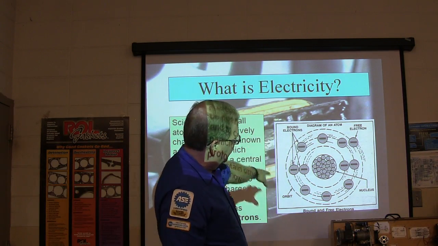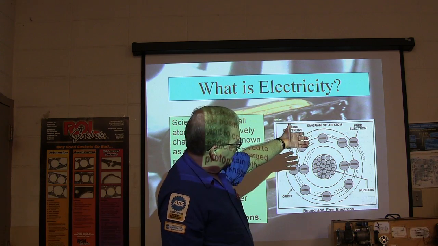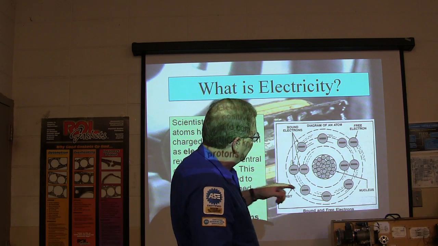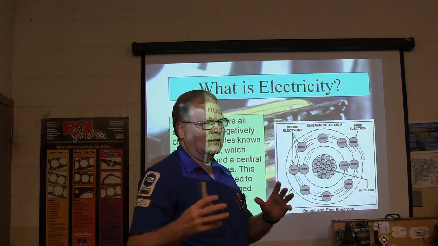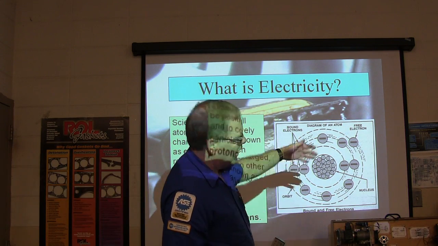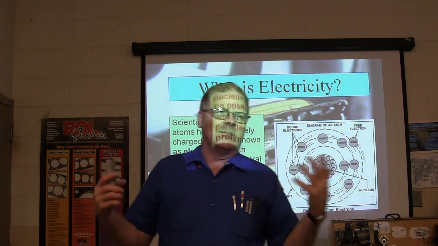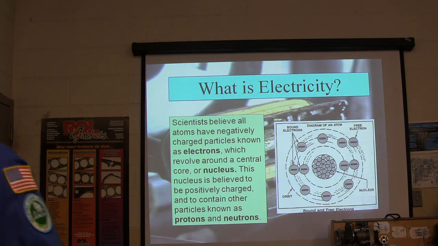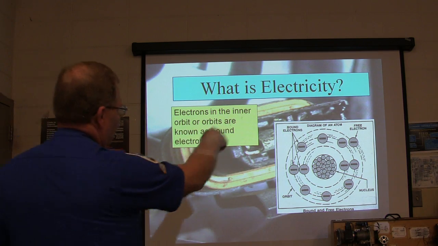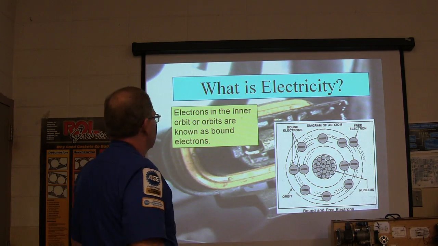That's the valence ring. If you've only got one free electron, then it's a good conductor. If you've got 8, it's an insulator, which would be glass or something like that. But if it's only got 4, it's a semiconductor, which is what they use to make transistors and diodes and stuff like that. It would be like silicon or whatever. They are known as bound electrons. The ones on the inside don't move. The ones on the outside, in the outer orbit, those are the ones that move.